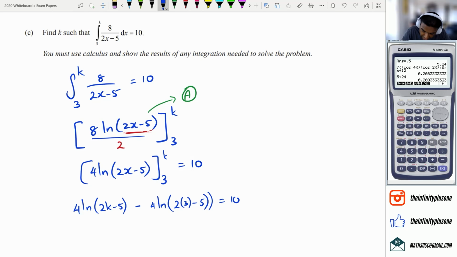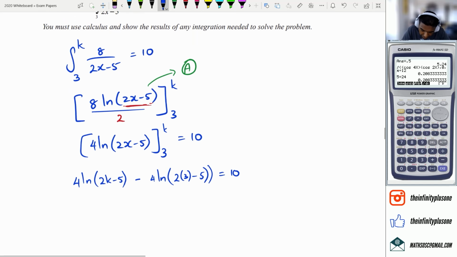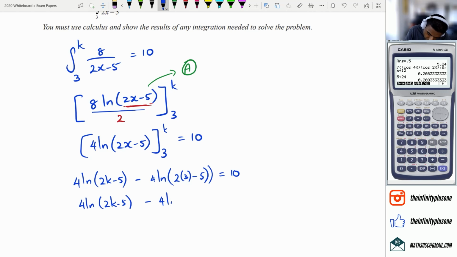And all of that is equal to 10. So remember that, what do we got? 4 ln of 2k minus 5 minus 4 ln of 6 minus 5 is 1. So that's ln of 1, which is 0. So all we're left with is 4 ln of 2k minus 5 is equal to 10.